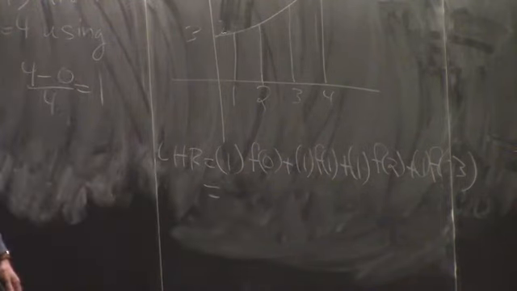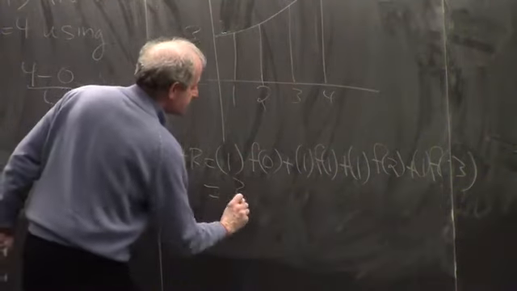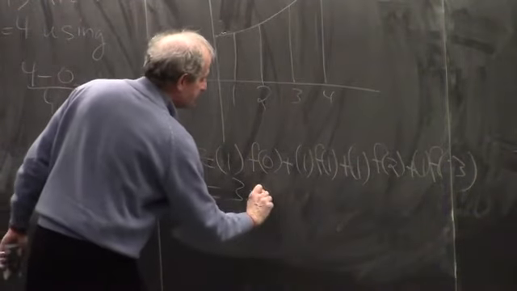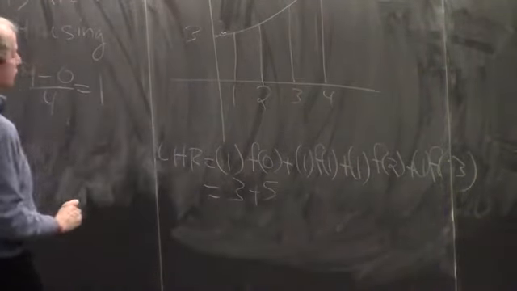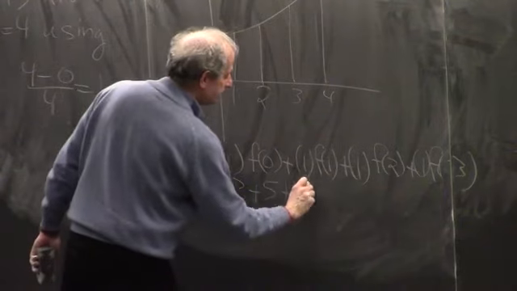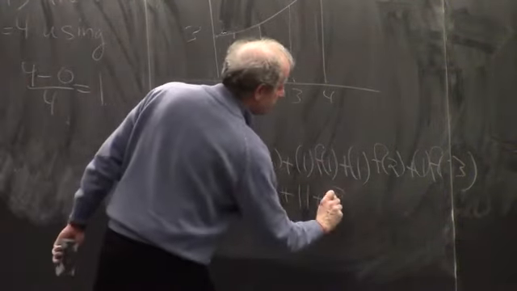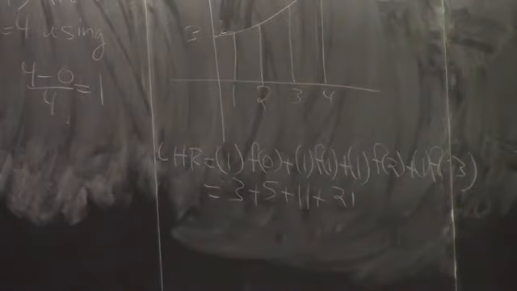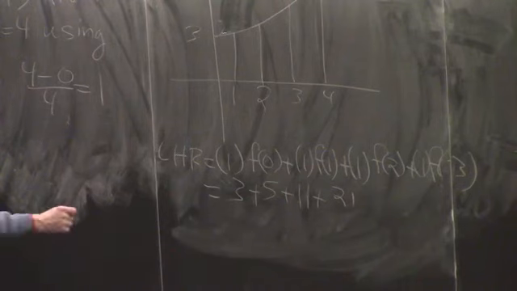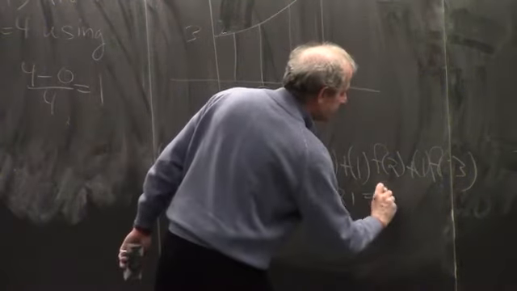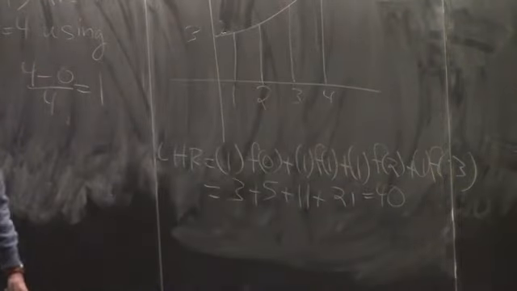Now what is f of 0? You plug in 0, you get 3. F of 1 is 5. F of 2 is 11. And f of 3 is 21. How'd I do? You sure? Just because we agree doesn't mean we're right. We could both be wrong. We're both right. Okay. So I got 40. You guys get 40?